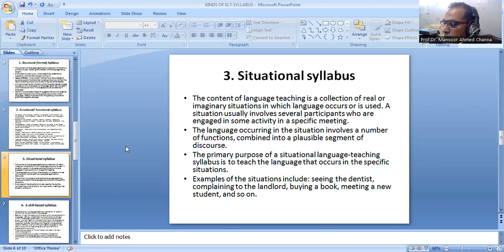Examples of the situations include seeing the dentist, complaining to the landlord, buying a book, meeting a new student, and so on.